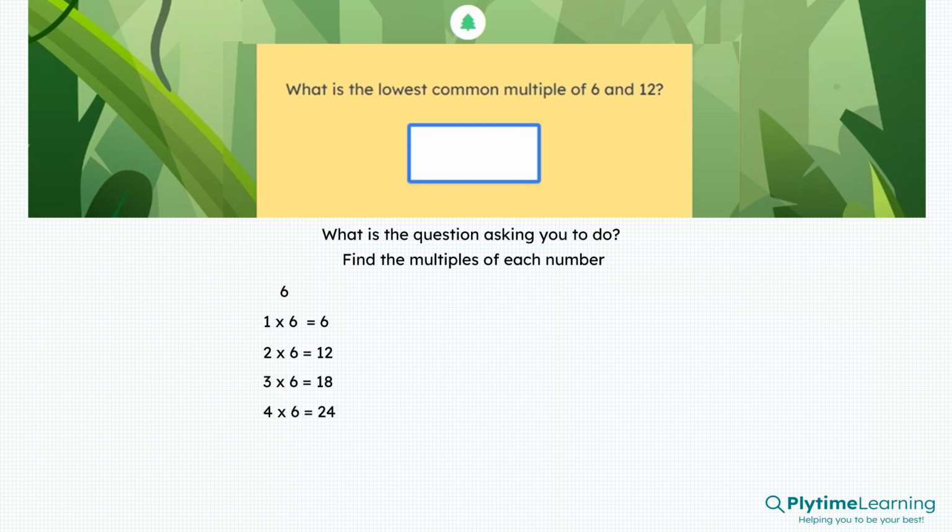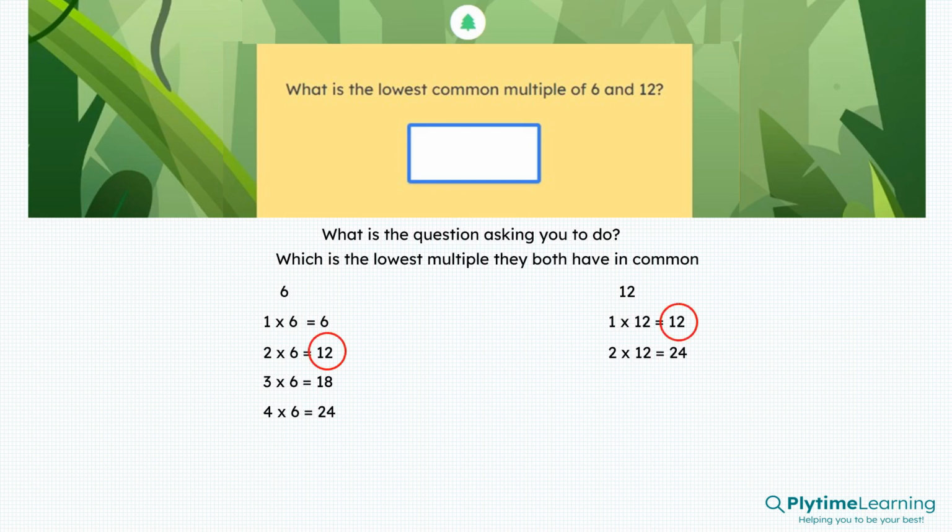Now let's look at 12. 1 times 12 is 12, 2 times 12 is 24. The question is asking which is the lowest multiple they both have in common, so the lowest number. We can see the lowest number is 12, so the answer equals 12.